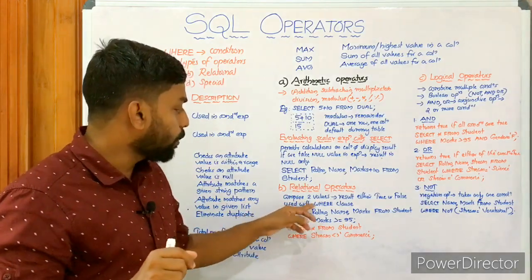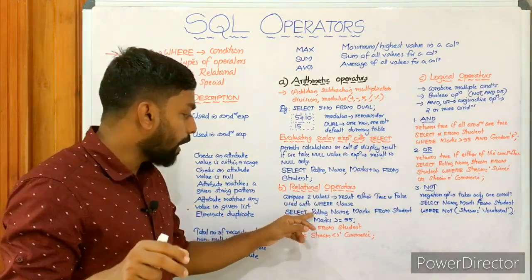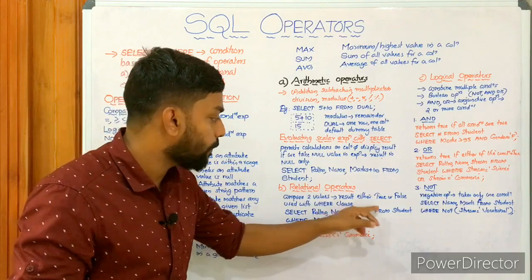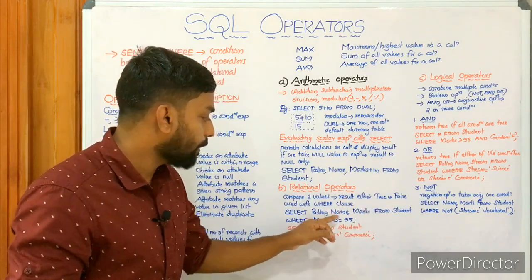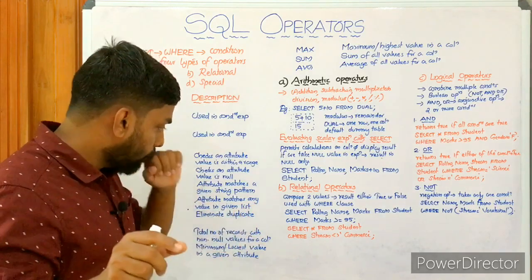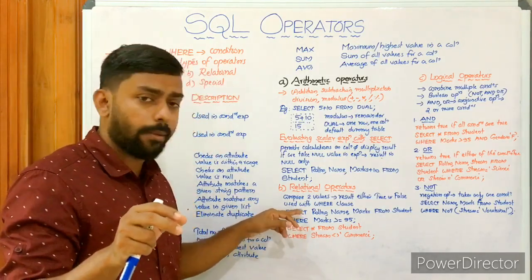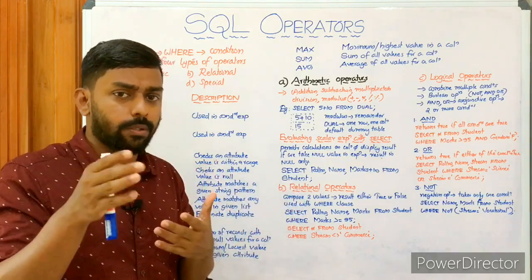Then use with where clause. Of course, we know the where clause. Example: select roll number comma name comma marks from student where marks greater than or equal to 95. Actually, you have to note one thing. All the commands and keywords are given in caps. It's a standard, of course. You have to follow that.